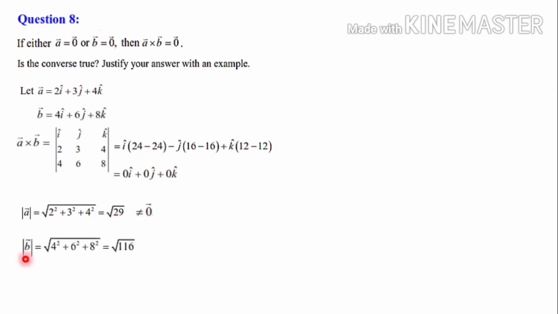Then the modulus of vector B we can check, that is root of x square plus y square plus z square: 4 square plus 6 square plus 8 square, which is equal to root of 116. This is also not a 0 vector because the magnitude has a particular value. So we can conclude that the converse of the statement need not be true.